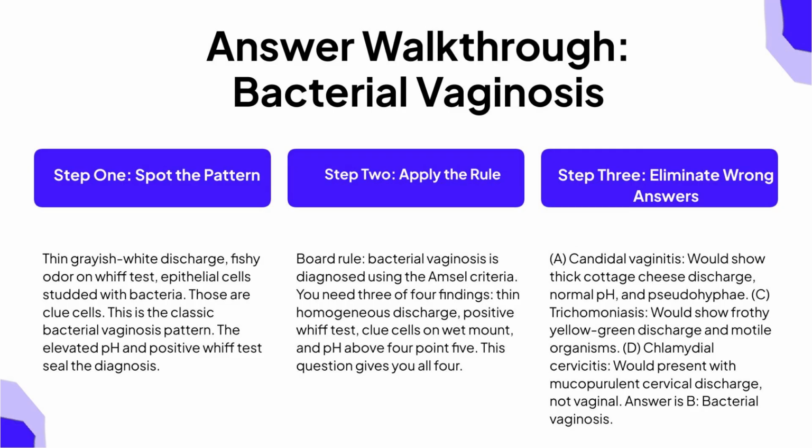Step 3. Eliminate wrong answers. Candidal vaginitis would present with thick cottage cheese-like discharge and a normal pH with pseudohyphae on potassium hydroxide prep. Trichomoniasis would show frothy yellow-green discharge with motile flagellated organisms. Chlamydial cervicitis presents with mucopurulent cervical discharge, not vaginal discharge. The correct answer is B, bacterial vaginosis. Remember, on the boards, the discharge description is everything for vaginitis questions.